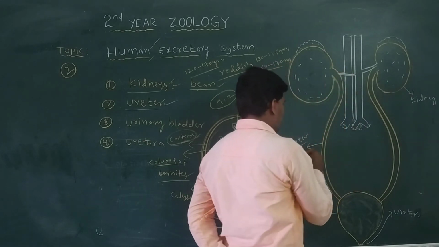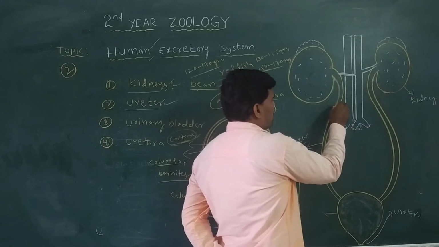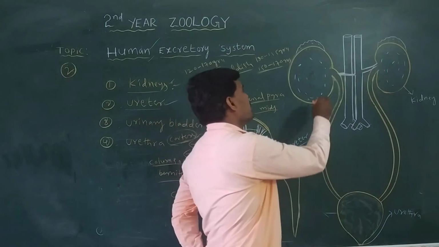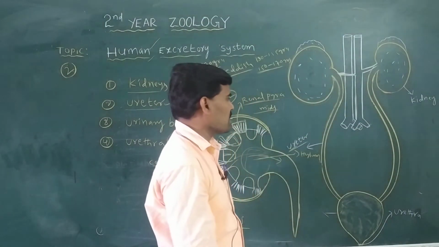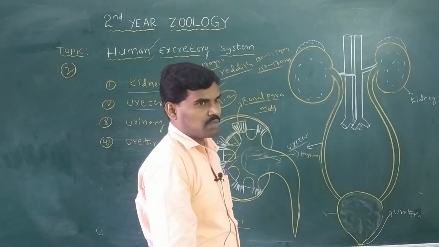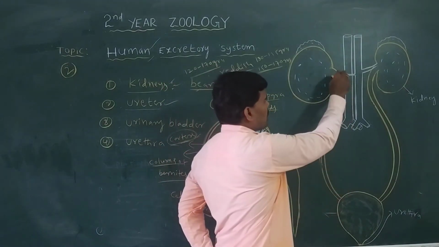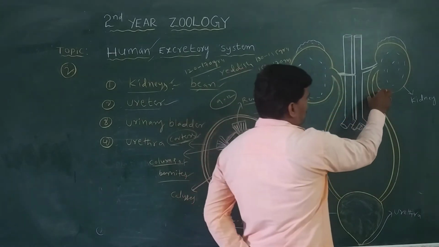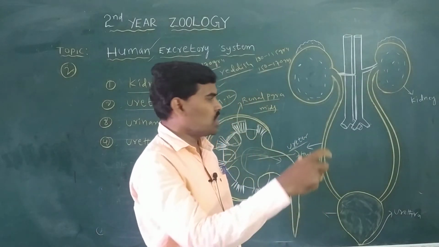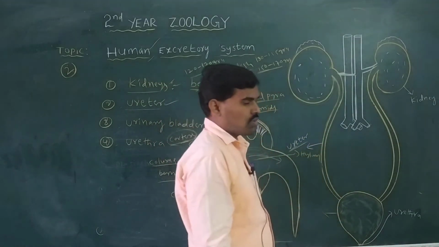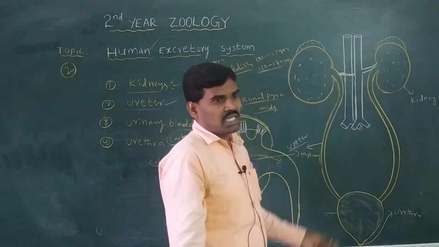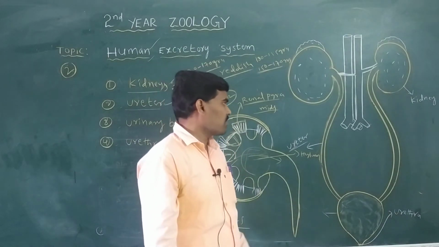What are the functions of the ureters? The ureters mainly help in collecting the urine formed in the kidneys, and it passes into the urinary bladder. They are one pair of long, tube-like structures running up to the urinary bladder, collecting the urine and passing it to the bladder.